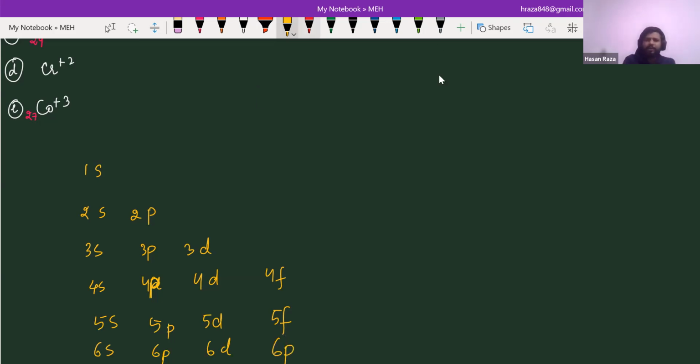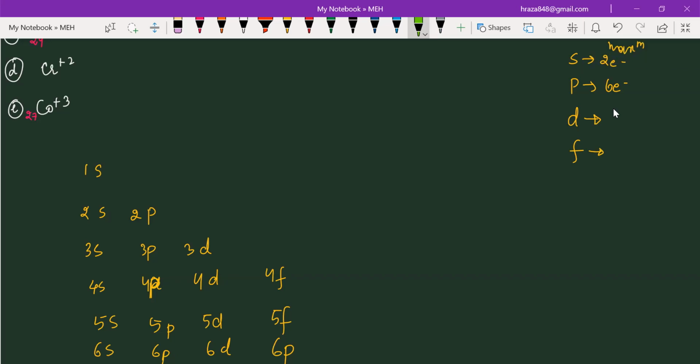Now see how we are. Do you know at least? I think you know. In S, maximum 2 electrons will go. Yes or no? In P, maximum 6 electrons will go. And in D, how many electrons will go? And F, can you tell me? In D, how many maximum electrons can accommodate? 8. 10. There is 4 difference. And in F, 14 electrons. Okay.